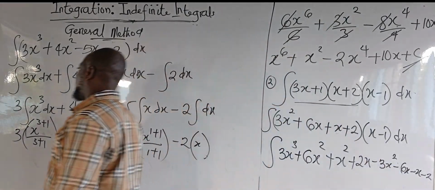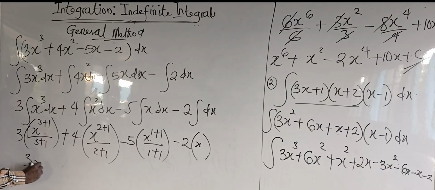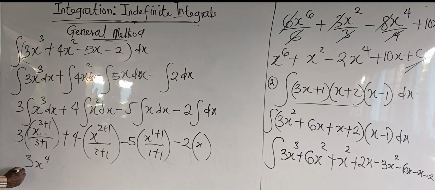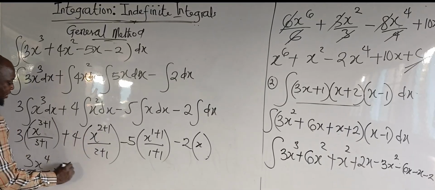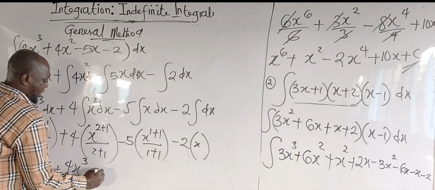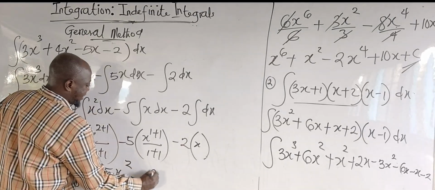So from here now, what do we know to do? This will give us 4. So I'll have 3x raised to the power of 4. That is this one times this x raised to the power of 4 all over 4 here. Then plus this is 3 times this one. That will give us 4x raised to the power of 3 over 3, minus this one. That will give us 5x squared over 2. Then this will give us 2x.